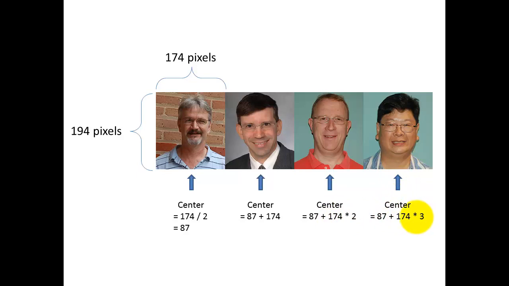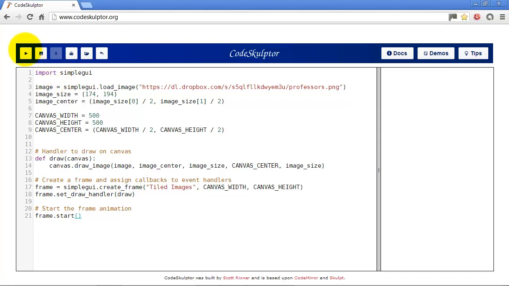Okay, let's move over to CodeSkulptor here. Over in CodeSkulptor, we just import simple GUI. We specify to load our image. We give it the size that we mentioned in the slides, 174 by 194. The center of which is just that size divided by 2. We're going to use a canvas width and height here of 500 by 500. And the center of our canvas, of course, is half of that.